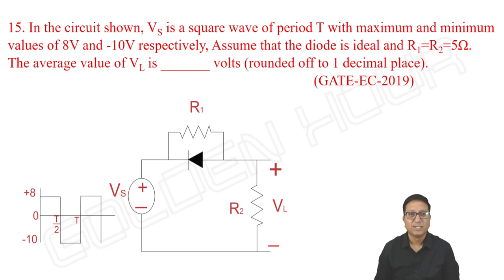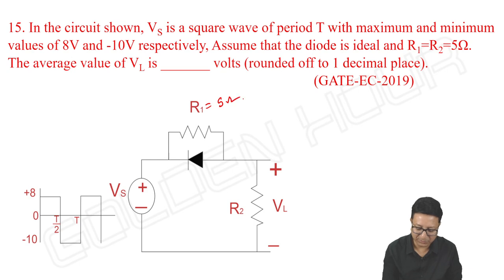See this question. In the circuit shown, Vs is a square wave of period capital T with maximum and minimum values of 8 volts and minus 10 volts respectively. Assuming that the diode is ideal and R1 is equal to R2 is equal to 5 ohms, the average value of VL rounded off to 1 decimal place. What is the average value of the output voltage? Anyway, the resistors are 5 ohms each.